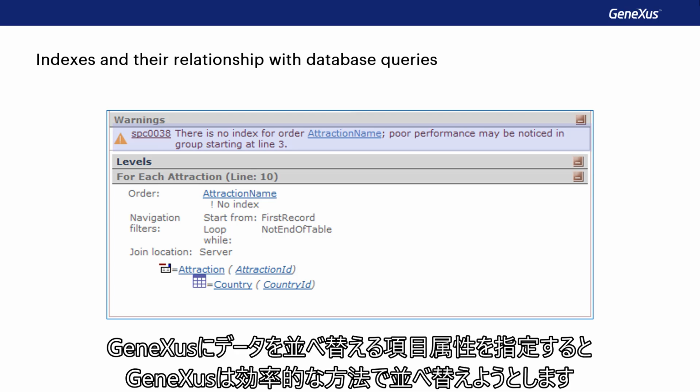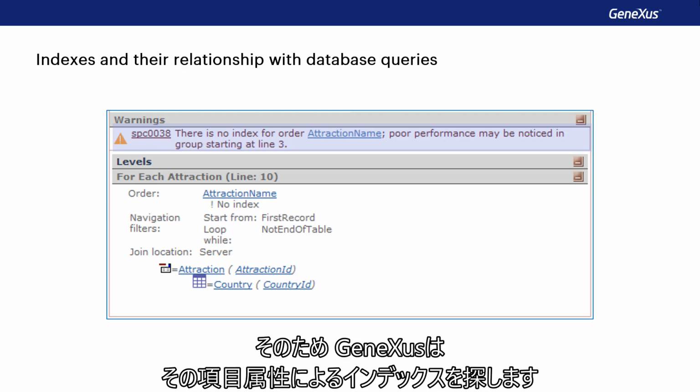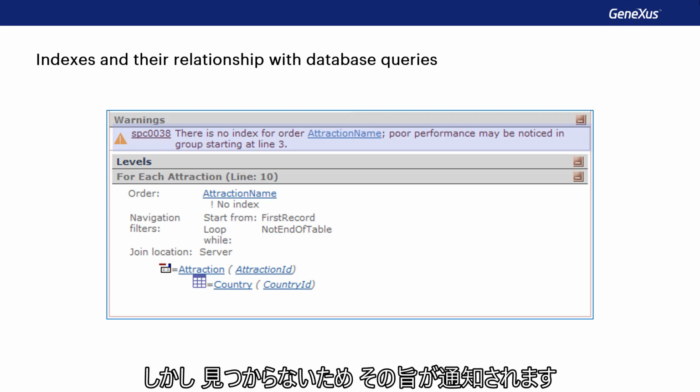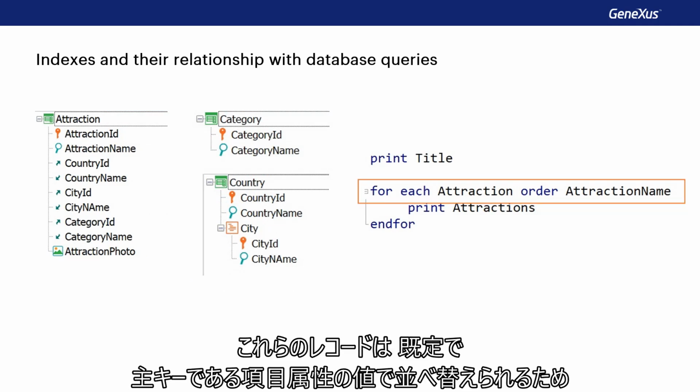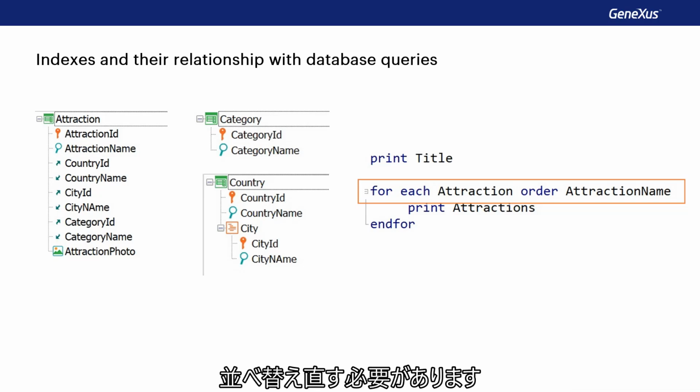When we give GeneXus an attribute by which to order data, it tries to order it in an efficient way. Therefore, it looks for an index by that attribute. But since it can't find it, it informs us about it. If we need to obtain the records of attraction ordered by the attraction name attribute, these records will have to be reordered, because by default, they're ordered by the value of the attribute that is the primary key.